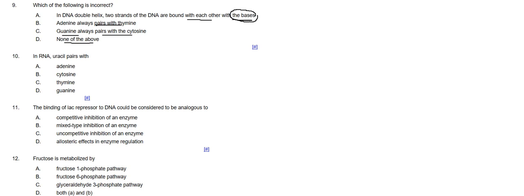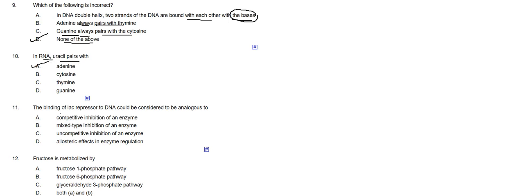Okay, now adenine always pairs with thymine, so there are exceptions whenever the word always is given. These kind of statements are most of the time incorrect because exceptions always exist. So here none of the above is correct. Okay, next is in RNA, uracil base pairs with, this we have already done. It base pairs with adenine.